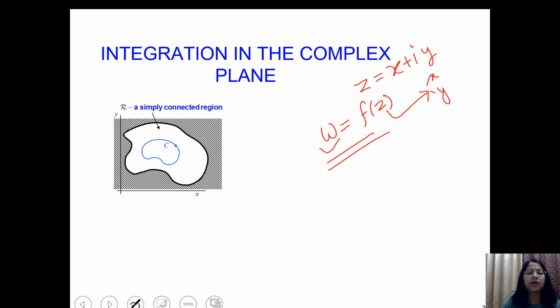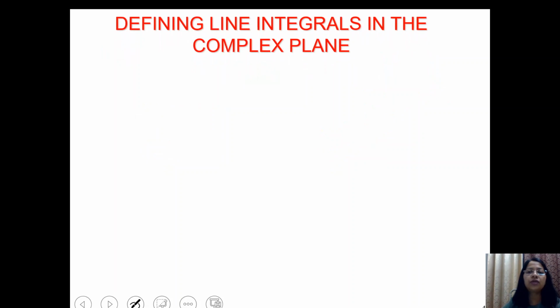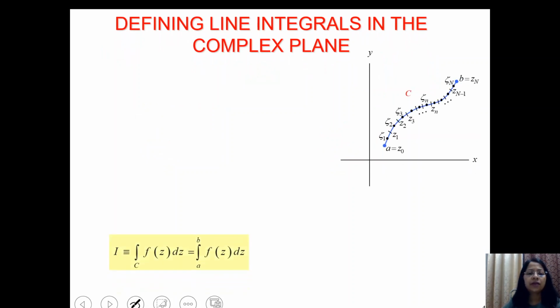So let's understand how we are going to deal with this. Of course, we are going to integrate this function of a complex variable along any path C, right? That path C should be a simply connected domain or simply connected region. What is the meaning of a simply connected region? That region or that curve or that path which never intersects itself. So that is known as a simply connected region or simply connected domain. In the fourth module we have already studied this. So let's define the line integral in the complex plane.